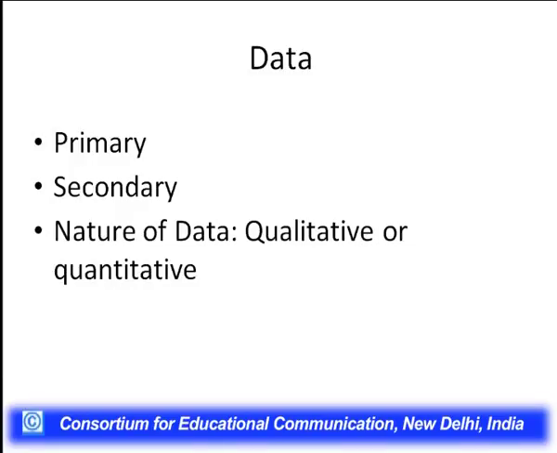But if you are taking the data from some other sources, for instance from one of the organizations or some websites, that data would be secondary. Or the books and the articles which have been written, all that would be secondary literature, or would constitute the secondary data.